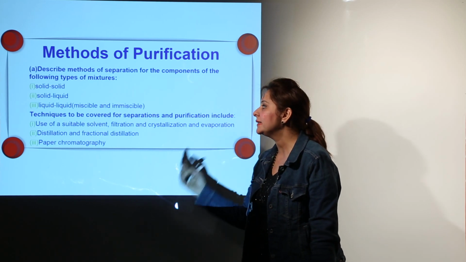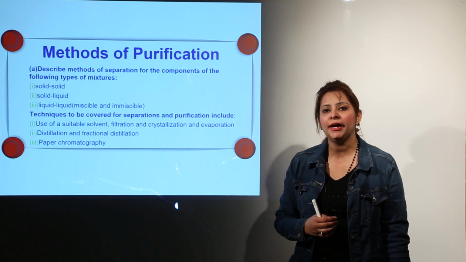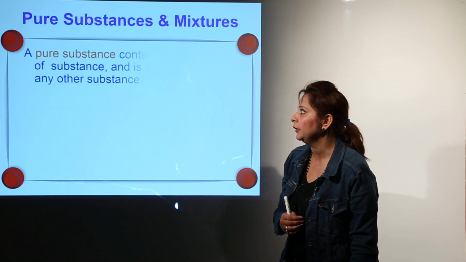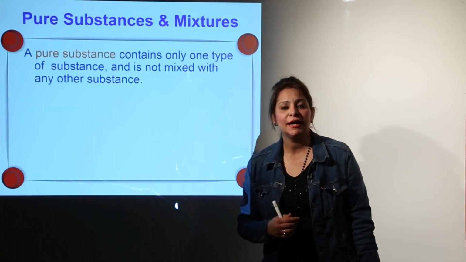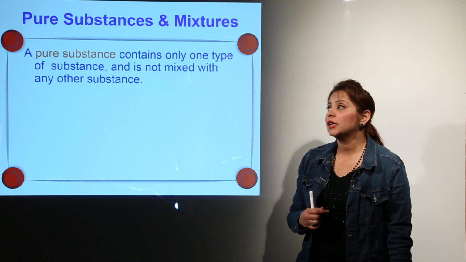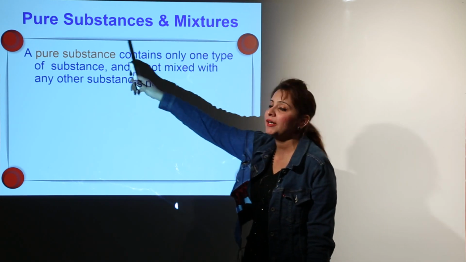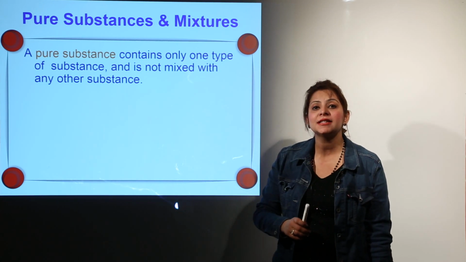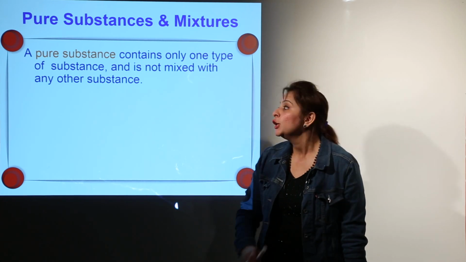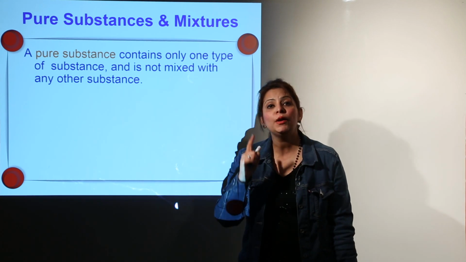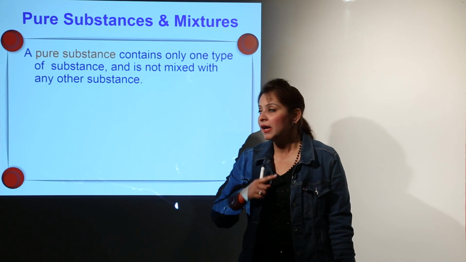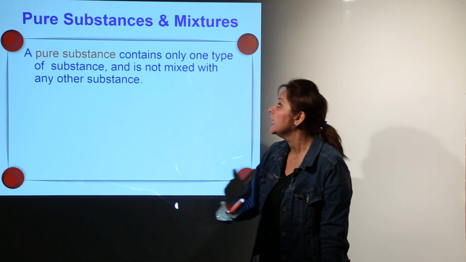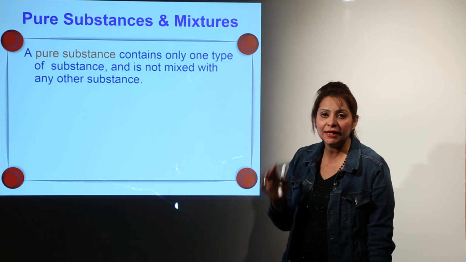These are the basic techniques which can be used to separate the solute and the solvent, that is the components, from the solution. Before we do that, you should be familiar with what we mean by a mixture and what we mean by a pure substance. Mixtures and pure substances are two different things, right? A pure substance contains only one kind of substance. I'm repeating, a pure substance contains only one kind of substance and it is not mixed with any other substance.